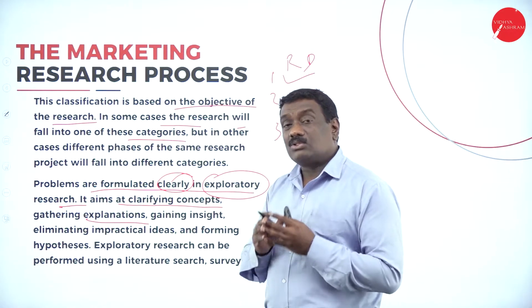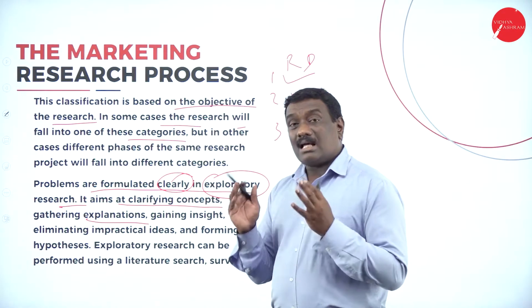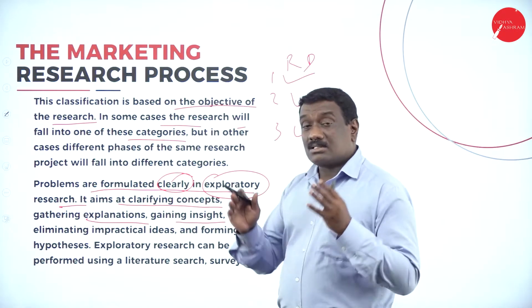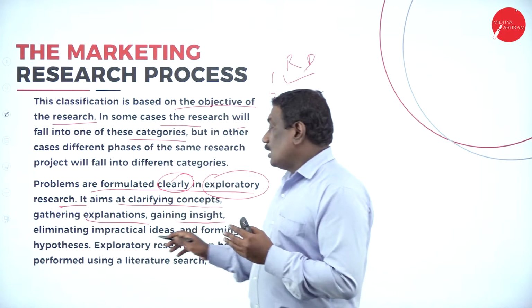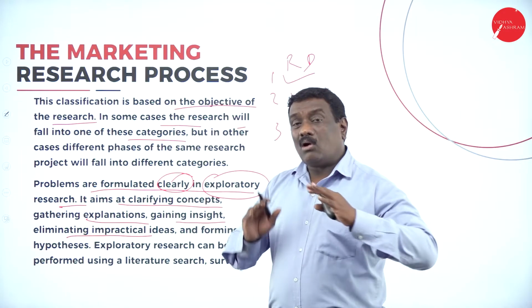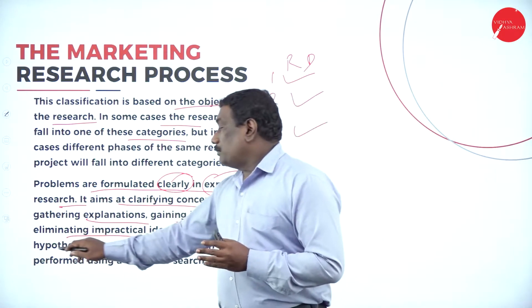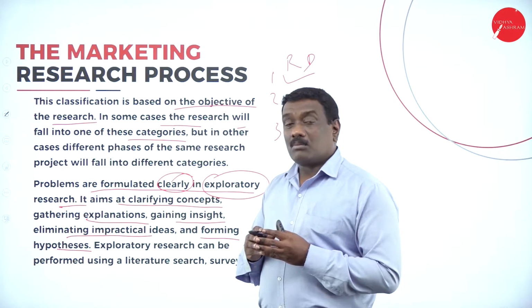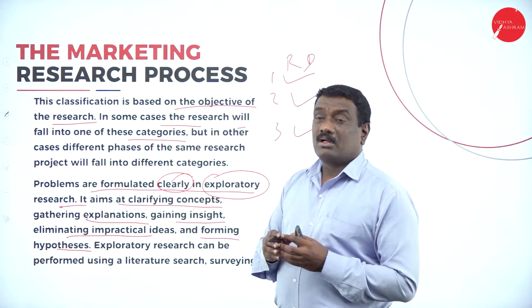So first and foremost, you need to understand and clarify the concept of that particular problem. Secondly, you need to gather the explanation about that particular issue or problem. Then gaining the insight. Then you'll get some knowledge about that, and you'll go in depth about that particular problem. Then eliminating the impractical ideas. So you will remove all the impractical ideas in that particular problem. Then forming the hypothesis. All these are the important aspects related to the problems faced, which have been clearly explained in the exploratory research.